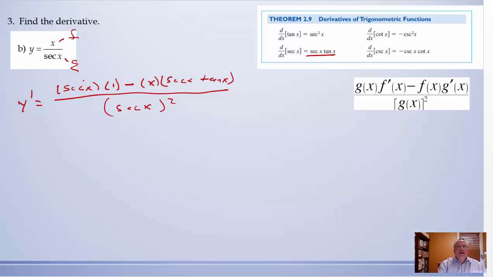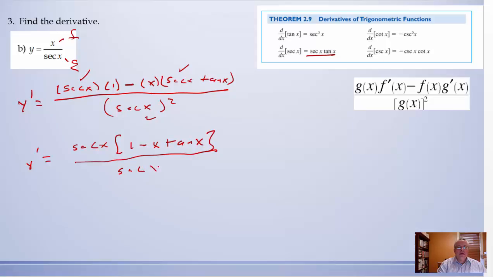Now, there's a factor of secant in every term. Okay, so we can divide everything by secant. So I'm going to write it as factoring out just to show all of my work. We can write this as secant of x times 1 minus x tangent x, because that's what's left here, divided by secant squared x. And now I'm going to cancel this. That cancels one of those. And we're left with 1 minus x tangent of x over secant of x.